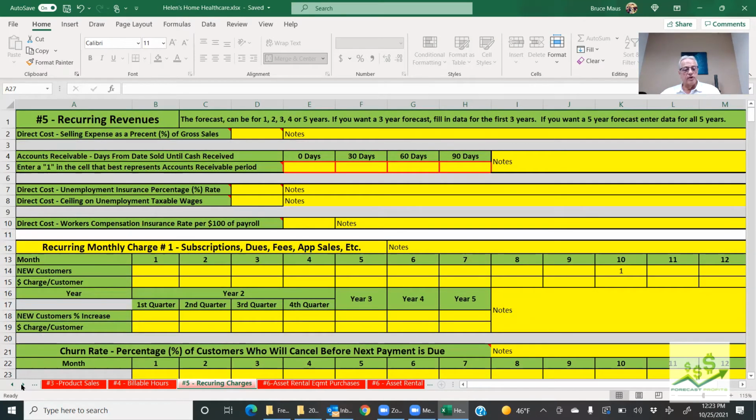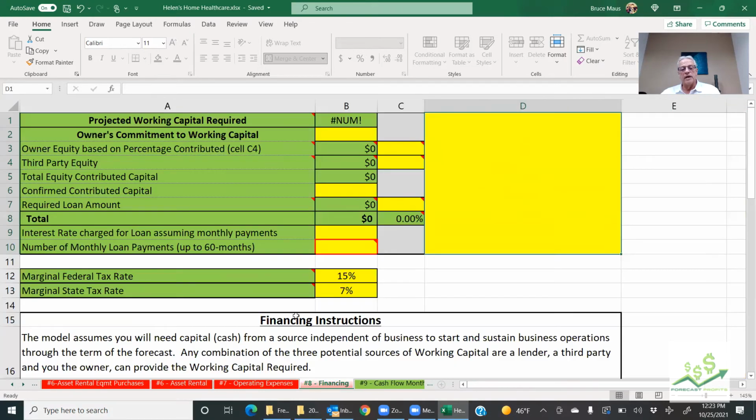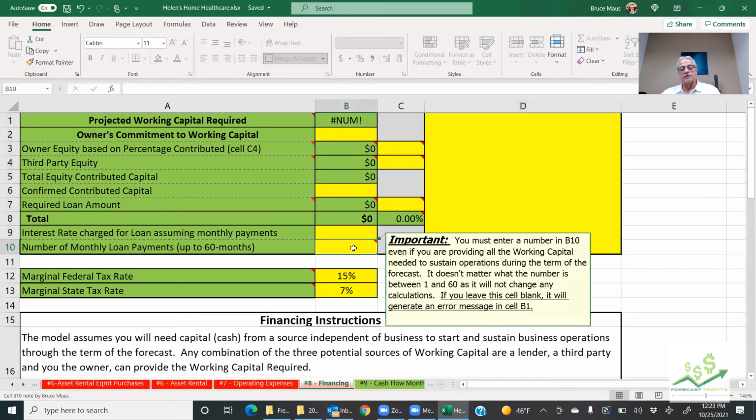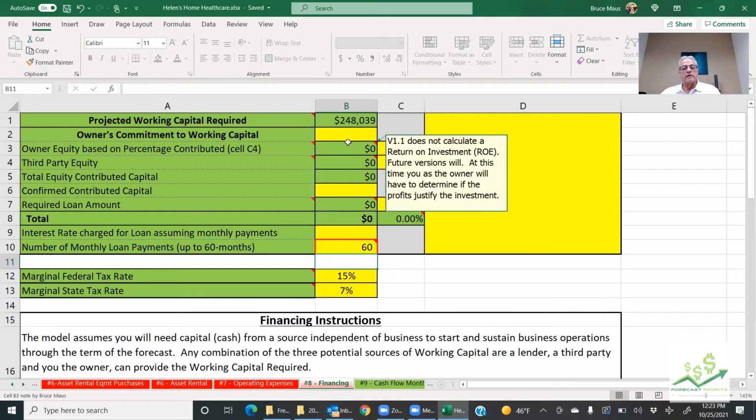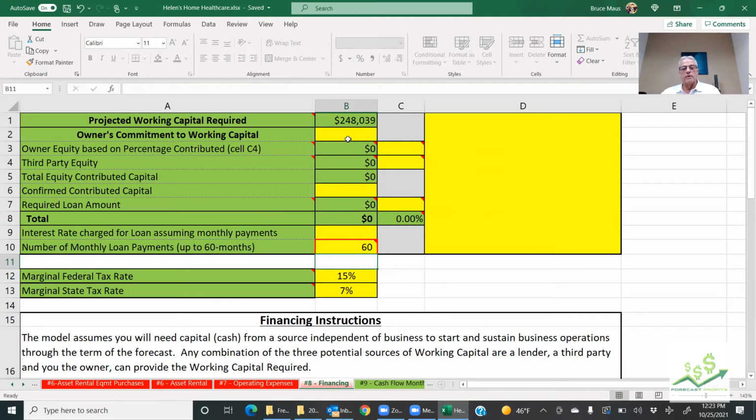Now let's go back to the last item, which is financing. This will calculate the amount of operating capital that you need during the term of the forecast to operate your business. Note the first box we fill in is the number of months we anticipate it will take to recover the operating cost. We're going to enter 60 months and note that up above, a value is automatically generated of what the estimated working capital is required to operate your business during the term.